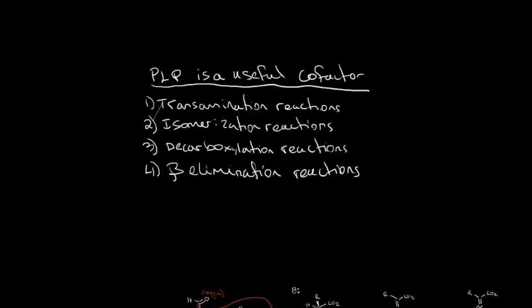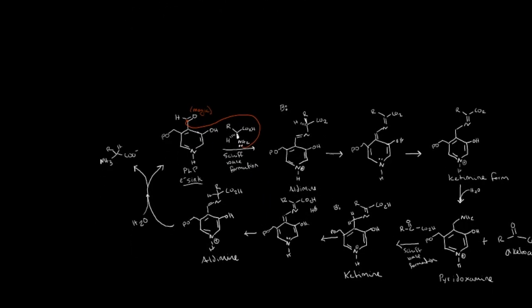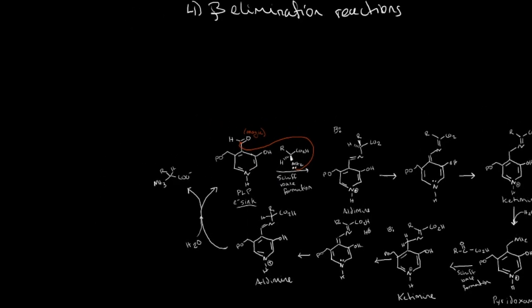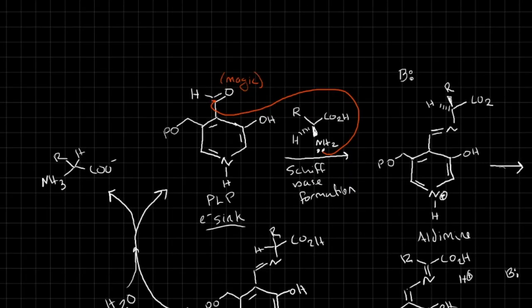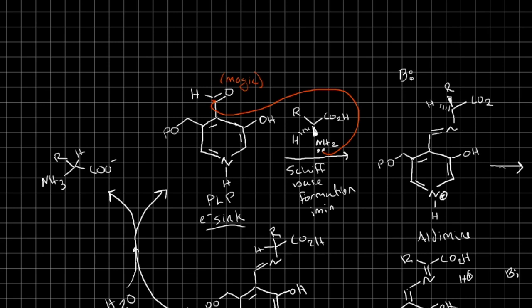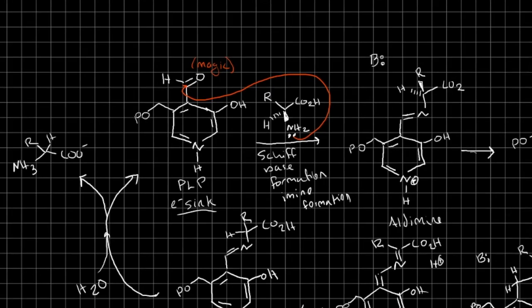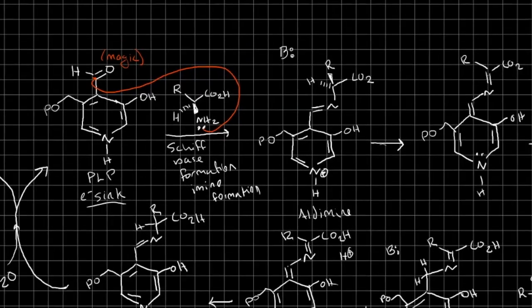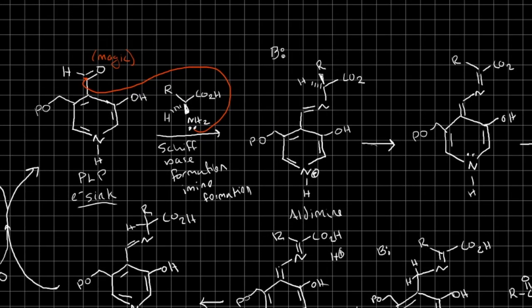Alrighty, so we're just going to start kind of where we were last time. So this is once again PLP. It's an electron sink. And the first step is the Schiff base formation or imine formation, whatever makes you happy. And once you form your Schiff base or your imine, it looks something like this. And this actually has a name. It's called an aldimine. And so I actually like to think of PLP through the steps of the different named states it can exist in.